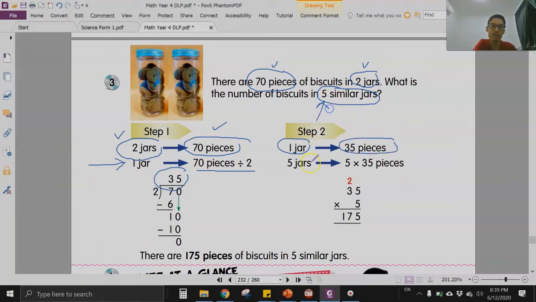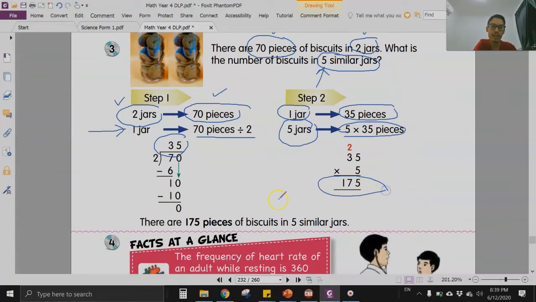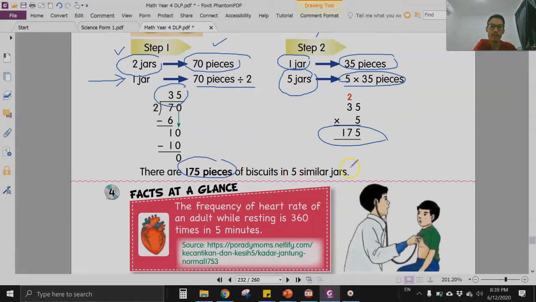So to find 5 similar jars, you just times 5. So 5 times 35, you get 175. So there are 175 pieces of biscuits in 5 similar jars.